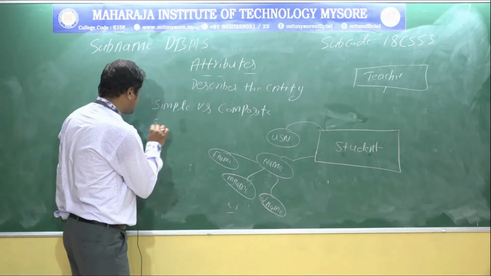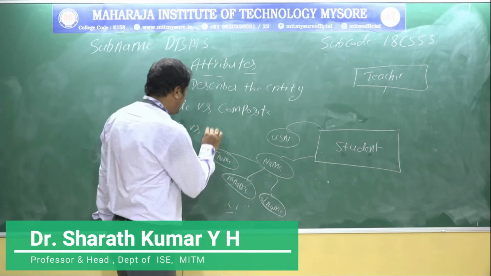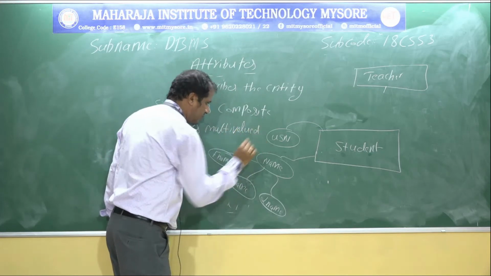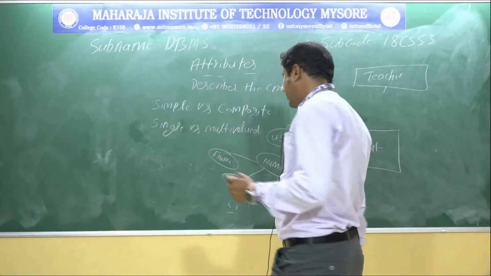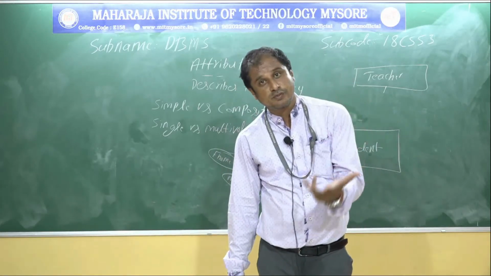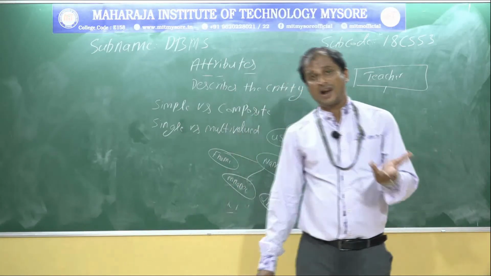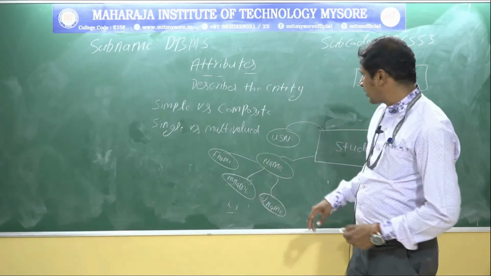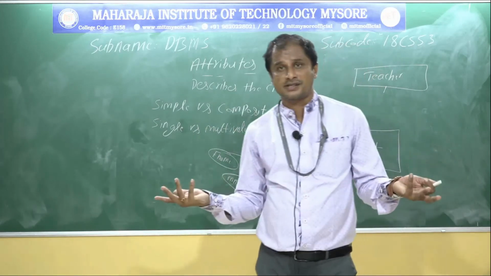Then we have single-valued versus multi-valued attribute. An attribute which contains a single value is called a single-valued attribute. An attribute which contains more than one value is called a multi-valued attribute. A single-valued attribute takes one single value.